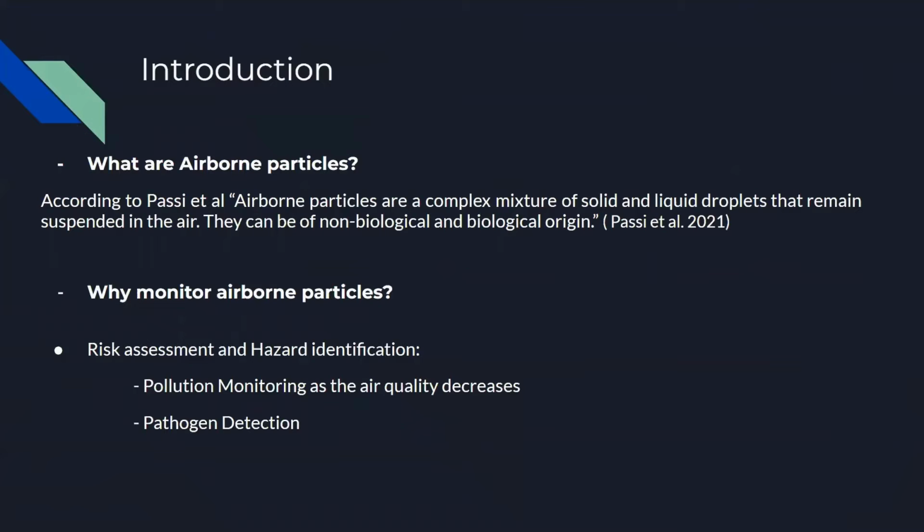So first of all, what are airborne particles? Airborne particles are a complex mixture of solid and liquid droplets that remain suspended in the air. They can be of non-biological and biological origin, and we monitor them because we want to assess risk and hazards like pollution monitoring as the air quality decreases and pathogen detection.